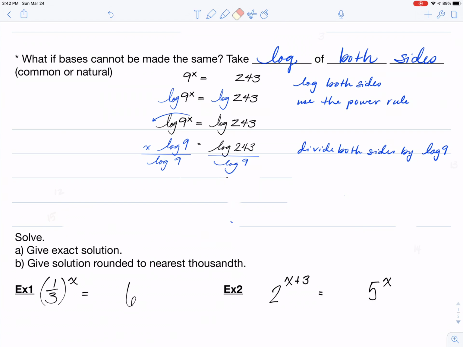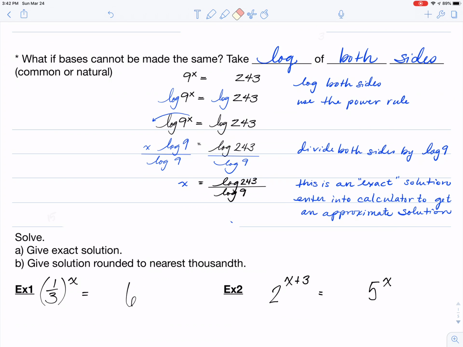Once we divide by the log of 9, our log of 9s will both cancel each other out. And I will have just my x alone. And this is going to be considered an exact solution. Now, I can take this number and I can type this into my calculator for what we call an approximate solution. And if I take it and type it into my calculator, to get that approximate solution, it's going to be the number 2.5, which if you did your embedded question, this is the same number that you got.